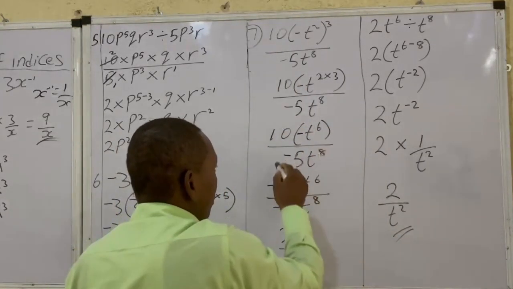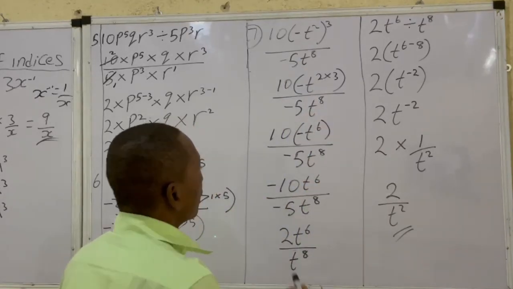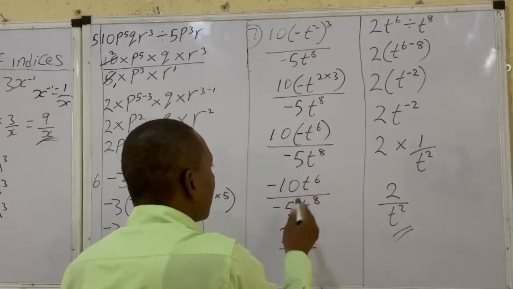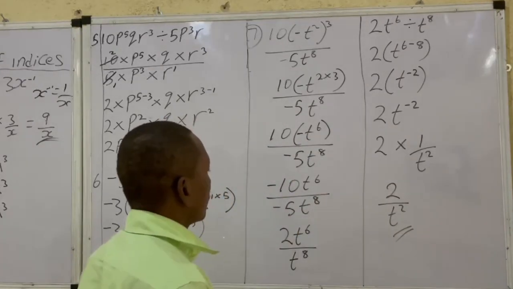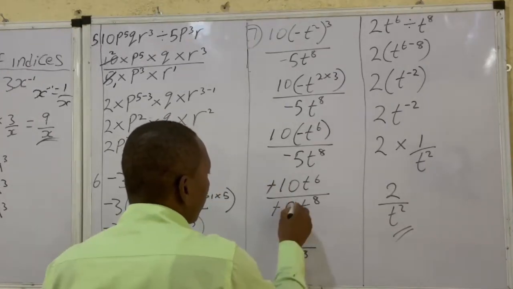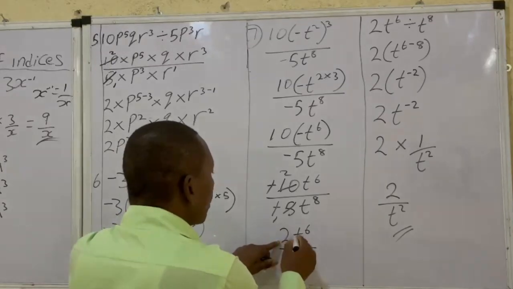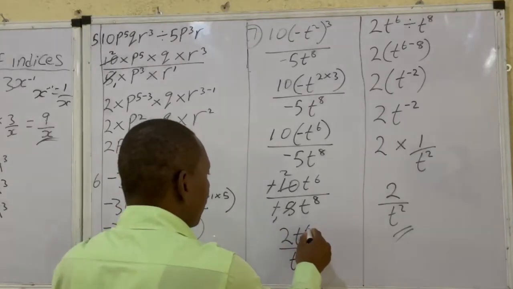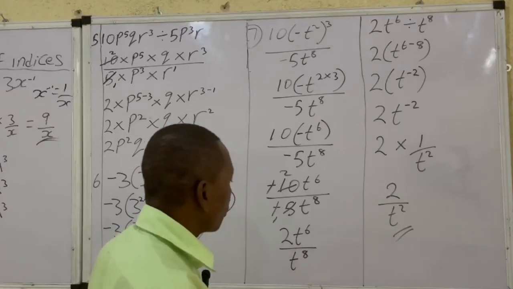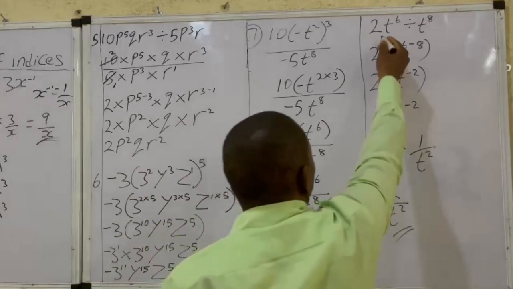Still take your 10 down. All over, I have not touched the denominator, so I'm still taking the denominator down. Now, once you have this, I can now use the 10 to multiply this, and you have this. Here, I can now use the minus sign to cancel the minus sign here. 5 here, 1, and 5 here is what? 2. So I will now have 2 t raised to power 6 all over t raised to power 8. This is a simple thing. So because this and this, they are the same thing, I can decide to rewrite it this way.